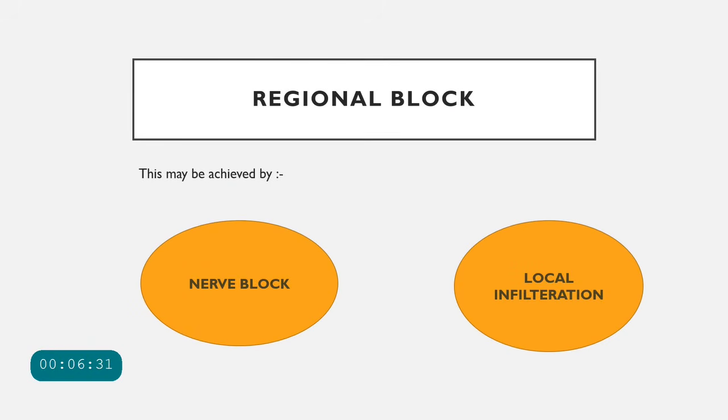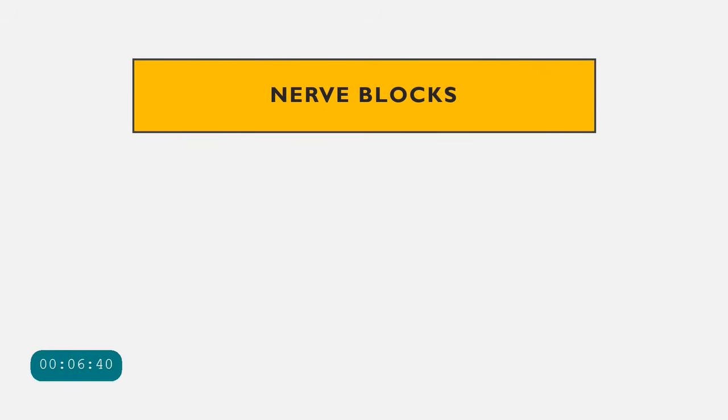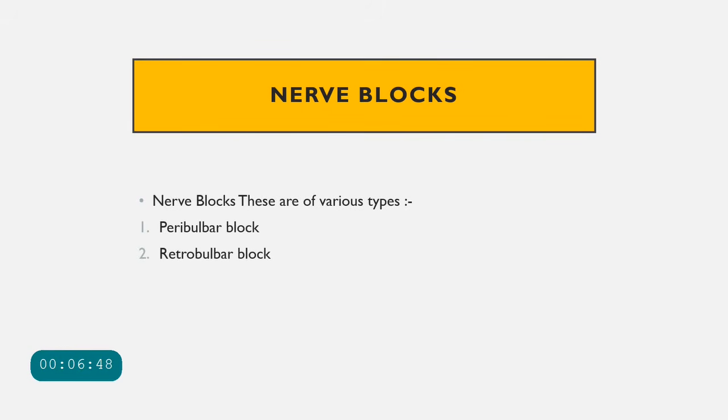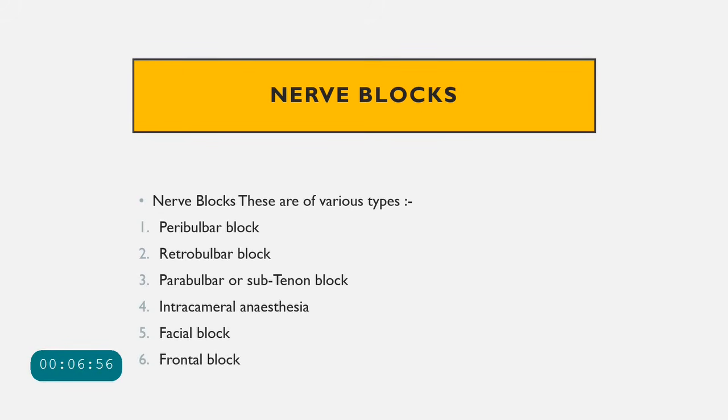Coming to the regional blocks proper, the regional blocks are divided into two types: the nerve blocks and the local infiltrations. So in this video, we'll particularly be discussing a few of the nerve blocks. Nerve blocks are of various types. They are the peribulbar block, retrobulbar block, parabulbar, also called the subtenons block, the intracameral anesthesia, facial block, and frontal block.